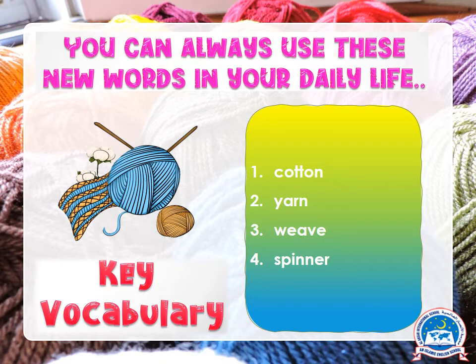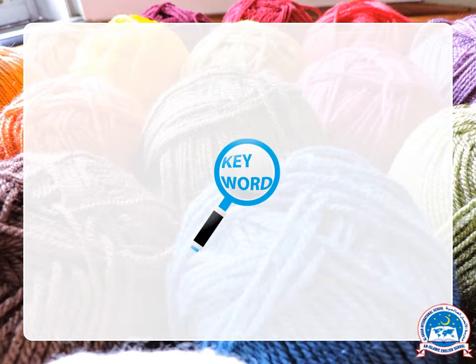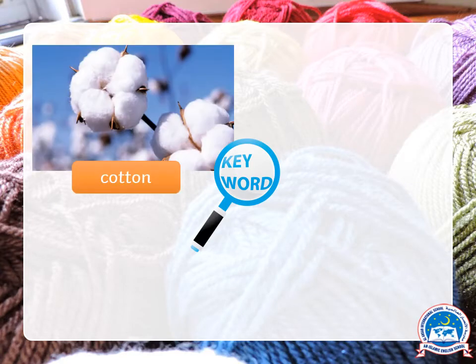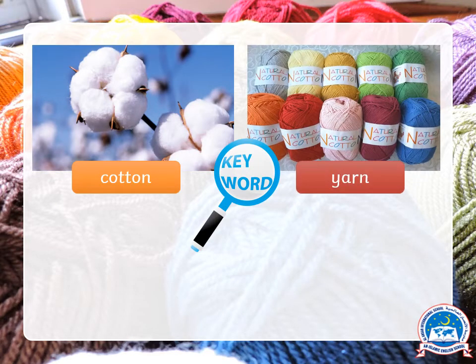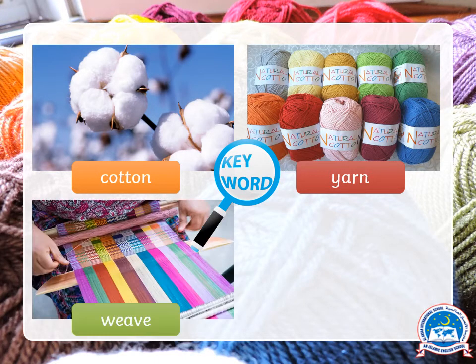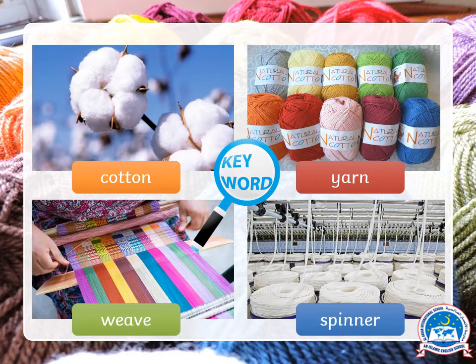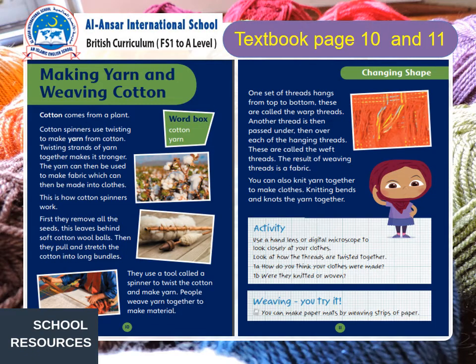Here are your keywords. Number 1, cotton. Number 2, yarn. Number 3, weave. And number 4, spinner. Have a look at these. This is cotton. This is yarn. This is called weave. And these are spinners. Here is your reference, page 10 and 11 from your science textbook.